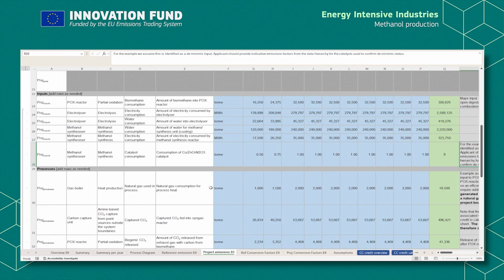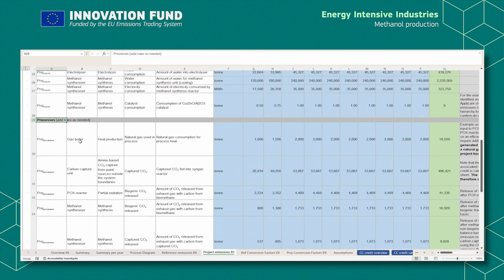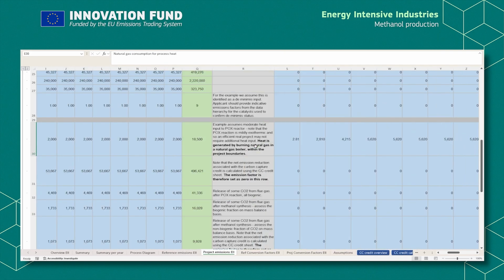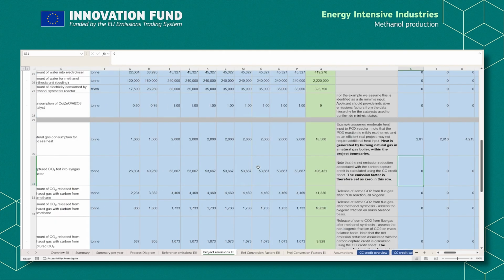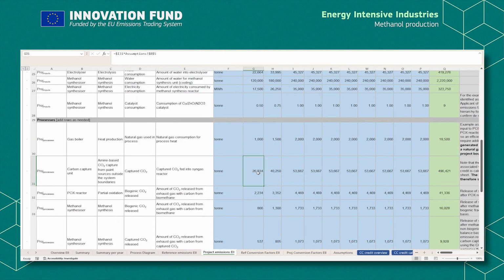Underneath the Inputs section is the Processes section. Here we see processes listed for the natural gas boiler, including for heat supply to the partial oxidation reactor, for the carbon capture unit, and for the methanol synthesis unit. The boiler combusts natural gas, so its emissions are calculated using the CO2 equivalent emission factor for natural gas combustion. Under this is a line for the carbon capture unit to report the quantity of captured CO2 that is being fed to the methanol synthesizer.